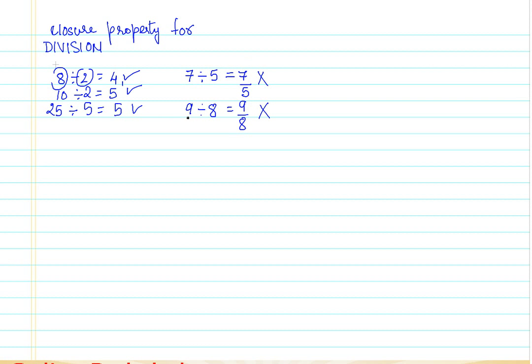Now this is a larger number divided by a smaller number. The other scenario could be 5 divided by 7, the reverse of it, 5 by 7. This is also not a whole number, and similarly we can reverse 8 divided by 9, in which we are dividing a smaller number by a bigger number. In this case we will have 8 by 9. This is also not a whole number.